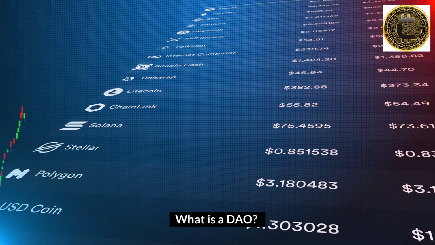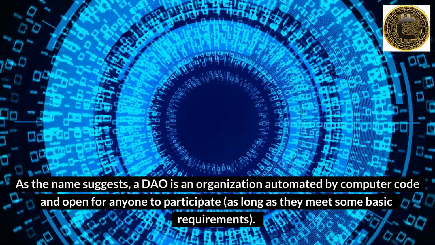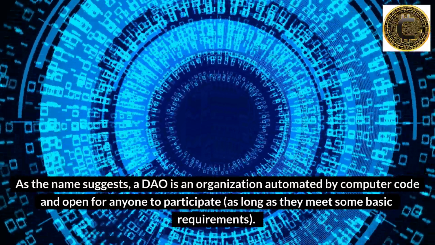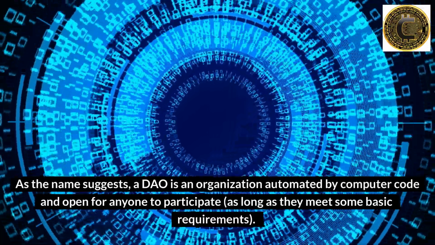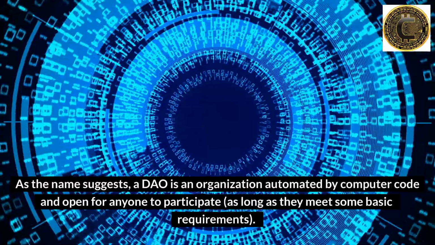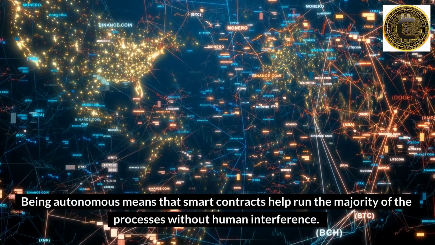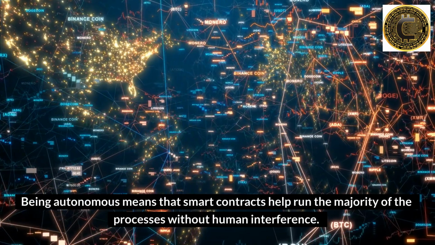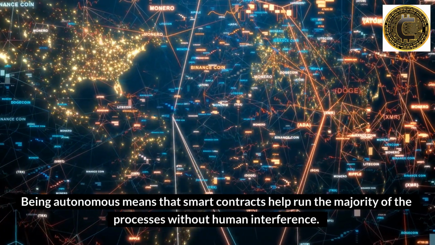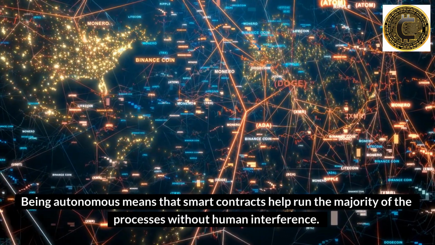What is a DAO? DAO stands for Decentralized Autonomous Organization. As the name suggests, a DAO is an organization automated by computer code and open for anyone to participate, as long as they meet some basic requirements. Being autonomous means that smart contracts help run the majority of the processes without human interference. A DAO is created and managed by a community, which collectively manages its funds and projects.